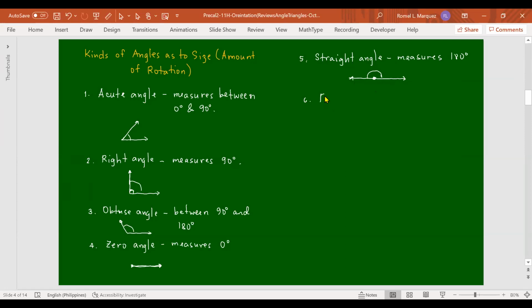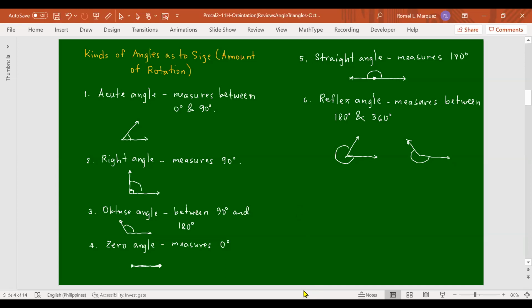Number 6, we have reflex angle. What is a reflex angle, guys? An angle between 180 degrees and 360 degrees, sir. Measures between 180 degrees and 360 degrees. So if I have an angle like this, normally we measure here, no? The smallest amount that we can have. But if you measure it this way, we call this a reflex angle. So these are the kinds of angles as to size or amount of rotation.